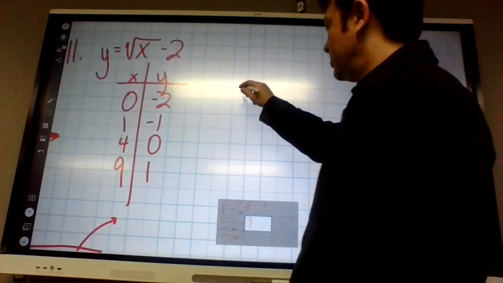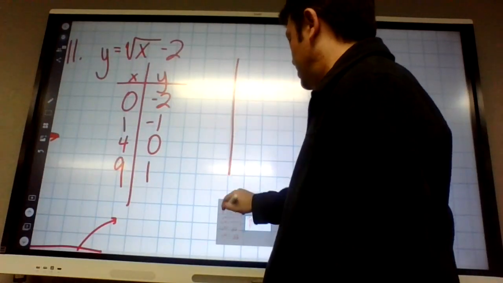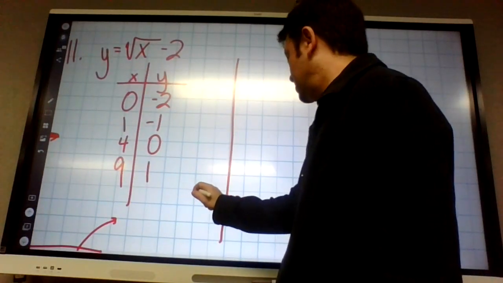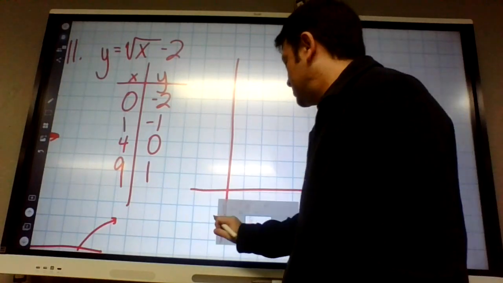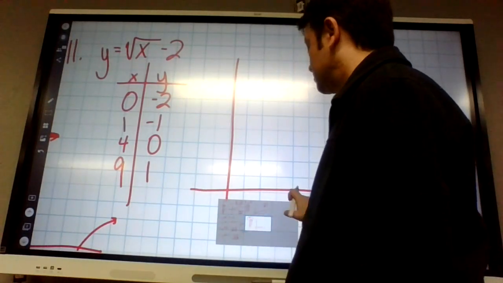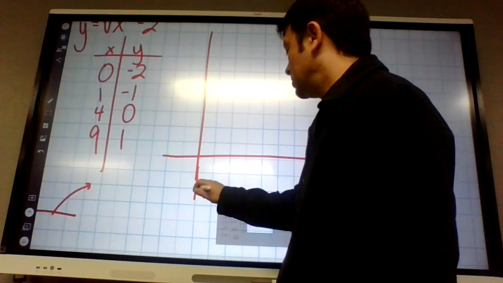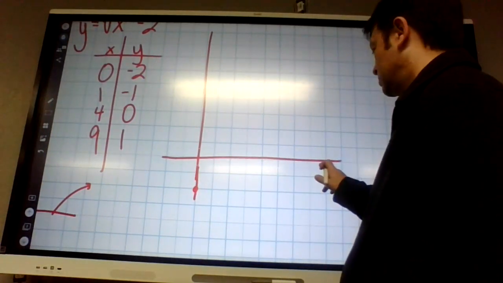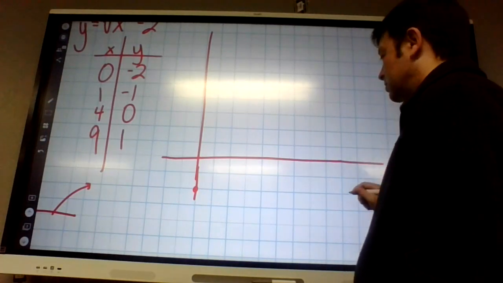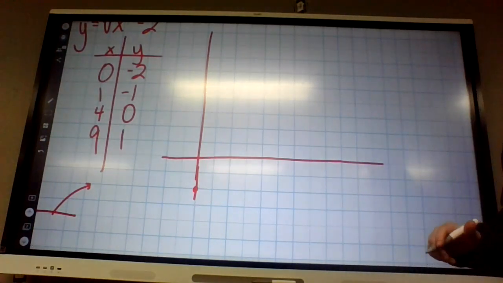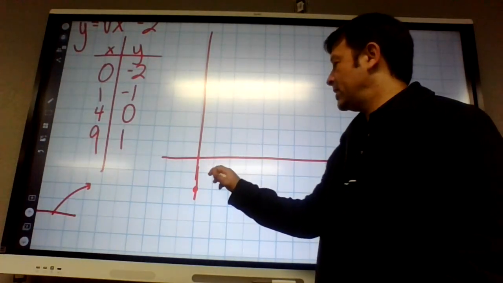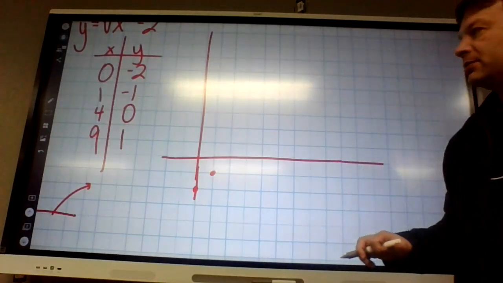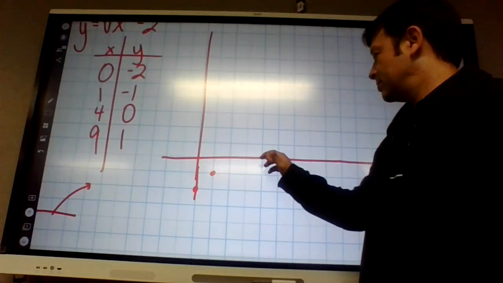Okay, now do I just need the first quadrant here? No, not exactly, because it's starting at 0, negative 2. So it'll go 2 down. 1, negative 1. Yeah, the minus 2 is making the graph go down too, right? 4, 0.